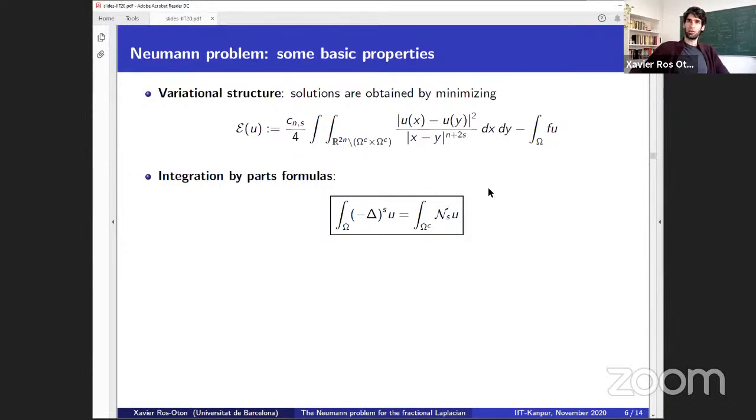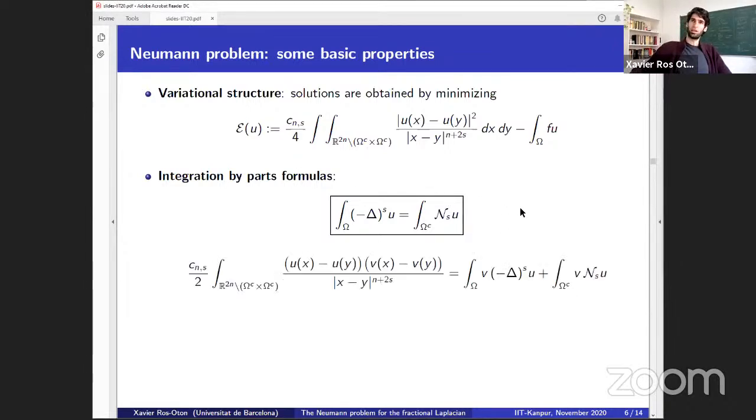Then another nice and interesting property is that this integration by parts formula can be extended in a slightly more general setting. So you have not only this kind of divergence type theorem, but a more general one, that in the classical case would be saying that the integral of gradient U times gradient V is equal to V times the Laplacian plus the boundary term. Well, here we have something like that also.